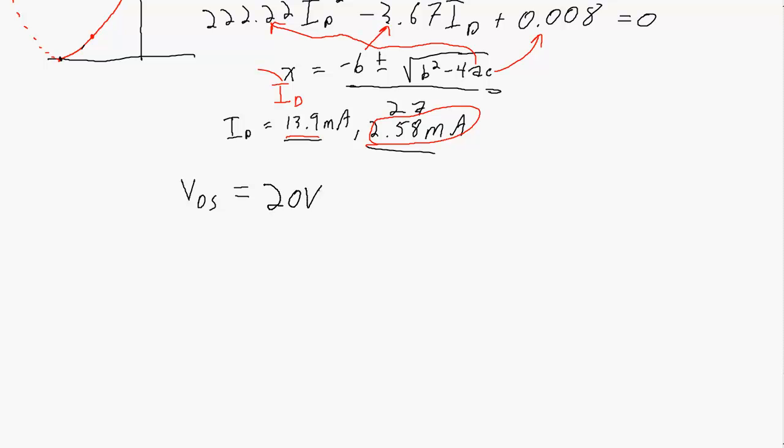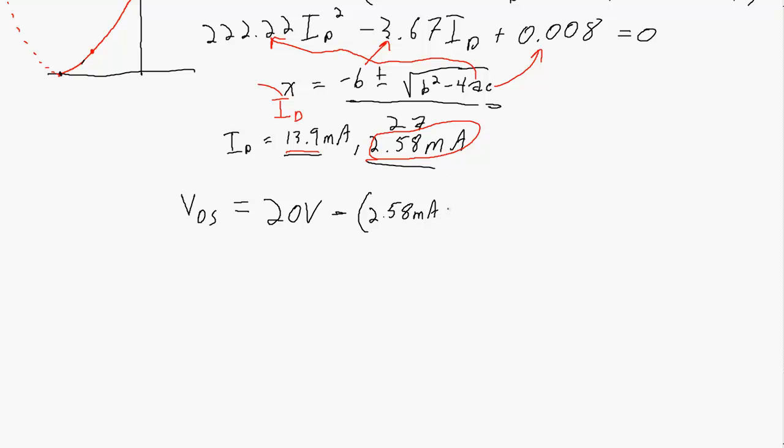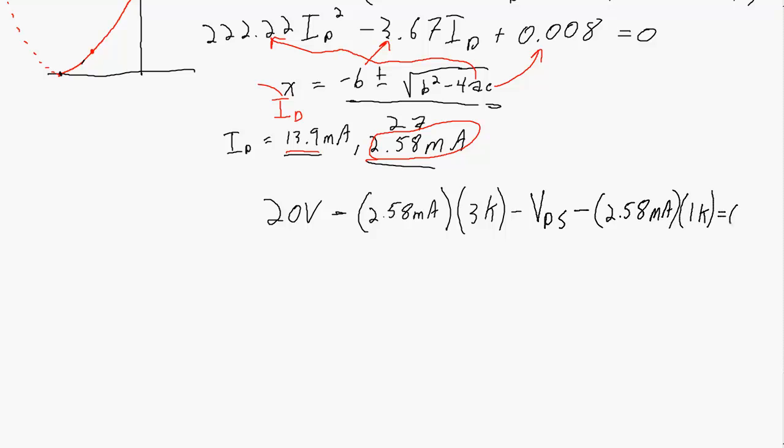IDS equals 20 volts from the source minus the voltage drop across a 3 kilo ohm resistor minus, actually, that's not quite right. I'm going to say VDS equals, here's my equation. It's not VDS equals, but just Kirchhoff's voltage law for that particular loop: 20 volts minus the voltage drop across the 3K resistor minus the voltage between the drain and the source minus the voltage drop across the 1 kilo ohm resistor. That brings us down to 0 volts. So rearranging this equation and solving for VDS, we get 8.91 volts.